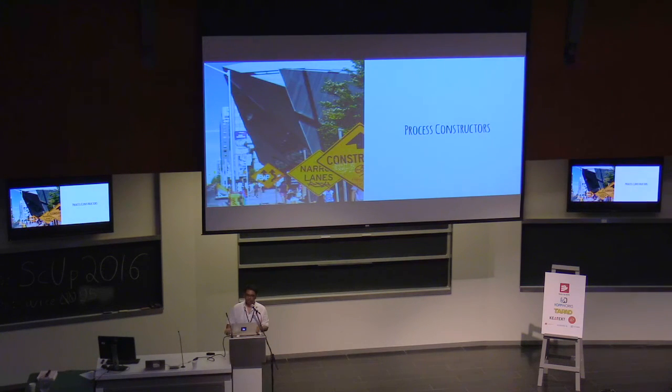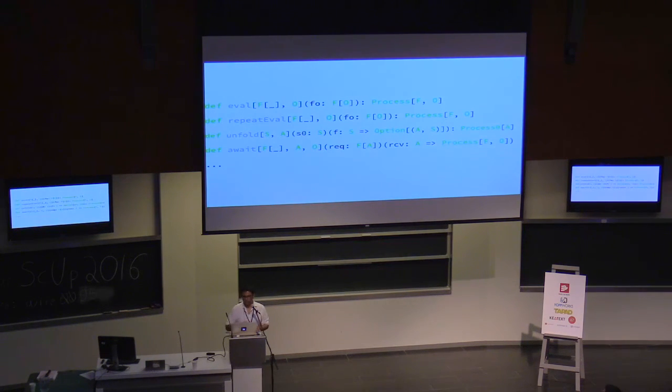There are several combinators out there in the library that can help you to construct a process. You can also take a look at it in the Scala doc, but just to give you an idea, eval is lifting any effectful computation, like a task or something, into a process. And repeat eval is similar to eval, but it will repeatedly execute that side effect for you and start emitting values from it.